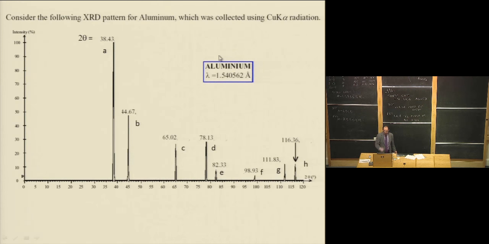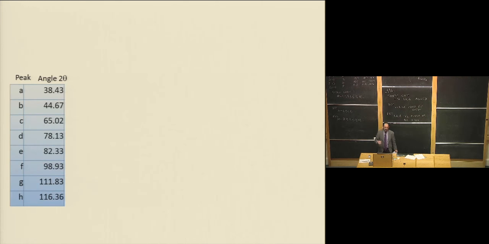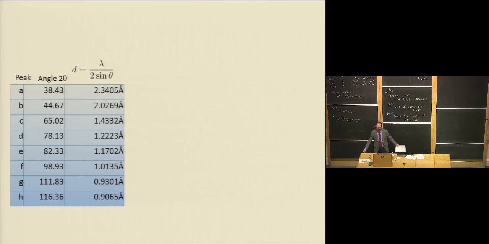OK, so here's the data again. Let's go through this procedure, all the steps one by one. Here we measured all of the angles, or someone measured it for us, which was very nice of them. So we make a table of all these angles. We calculate d equals lambda over 2 sine theta. So here's d, lambda over 2 sine theta, for all of these scattering peaks.